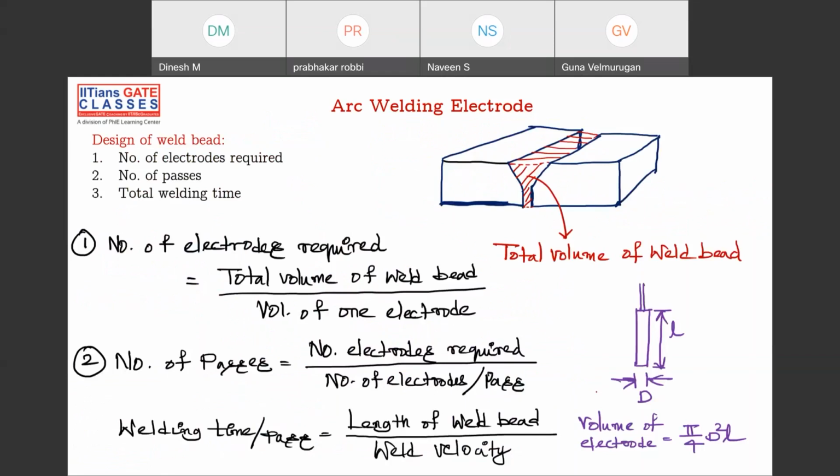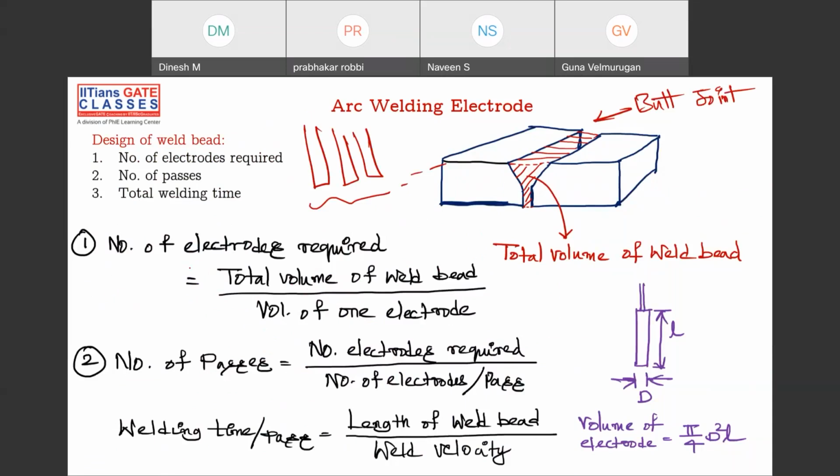Now you have to know, fine. So what is this? This is a butt joint. Fine, good. Now, I want to fill this gap. So how many electrodes are required? Electrodes are like pencils. How many electrodes are required?